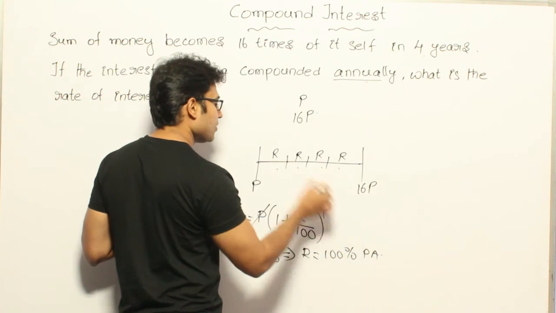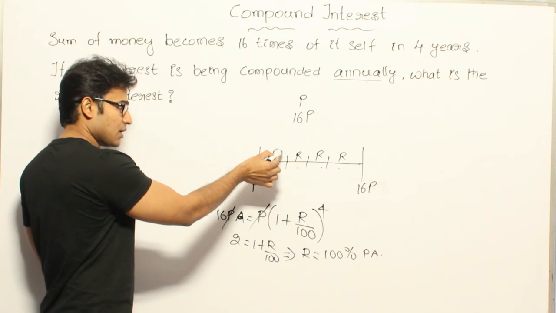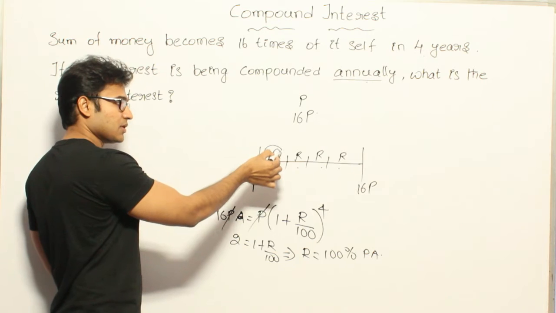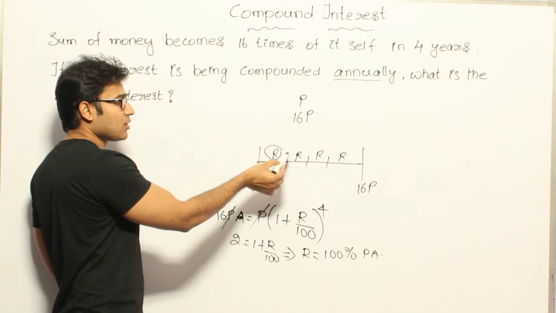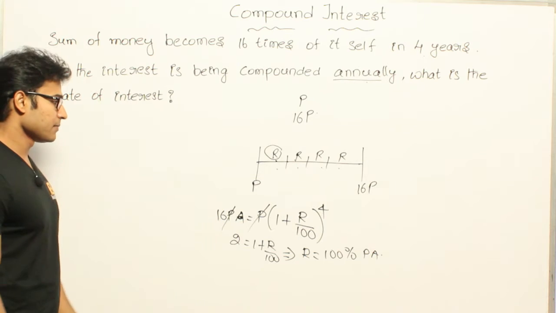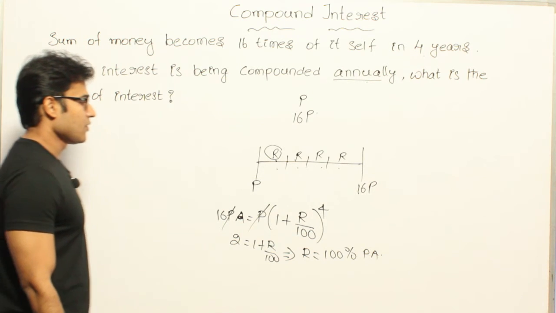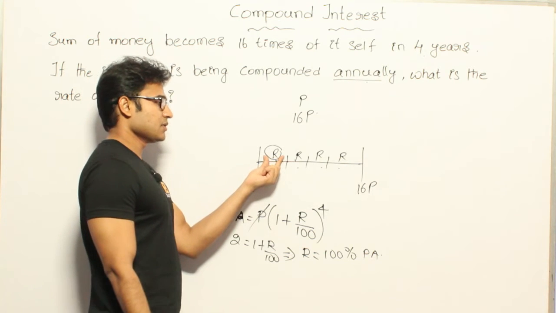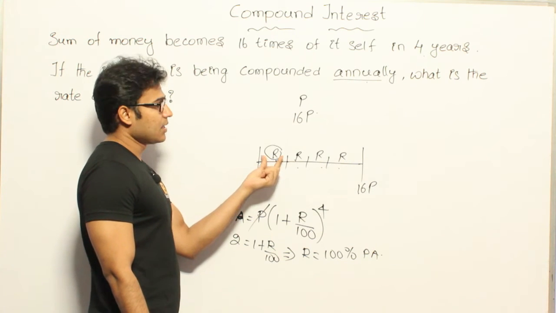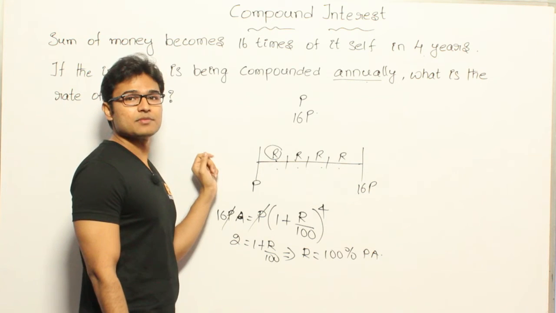Why per annum? Because that is what we have assumed here, right? So we have to assume only R as the rate of interest per slot, and in this case the slot happened to be per annum. So the rate of interest per annum is going to be 100. So what is the meaning of it? If you are going to have the rate of interest as 100% per annum, then by the end of 4 years it is going to be 16 times the actual amount.